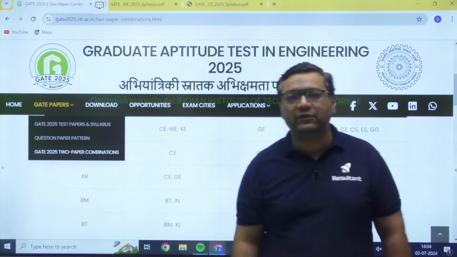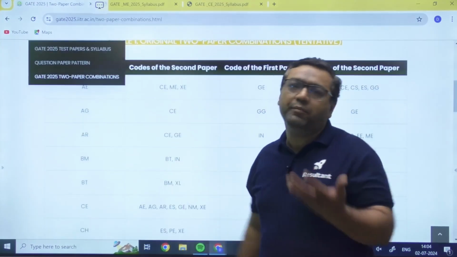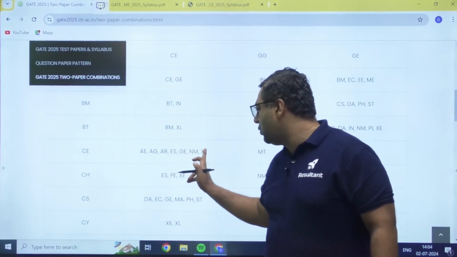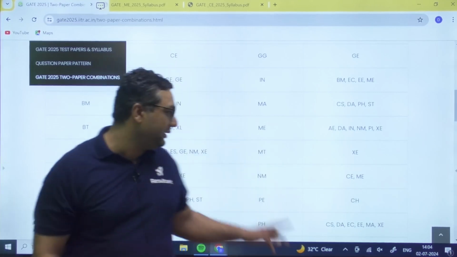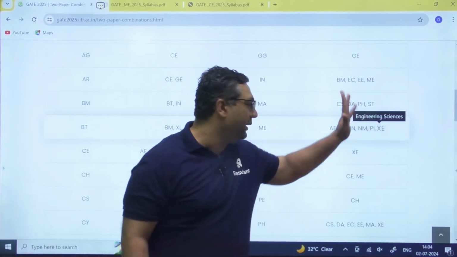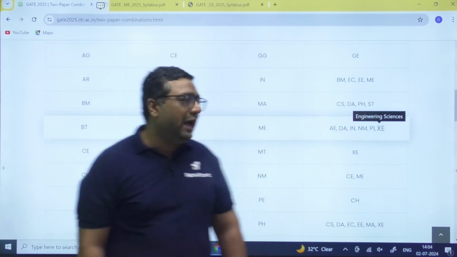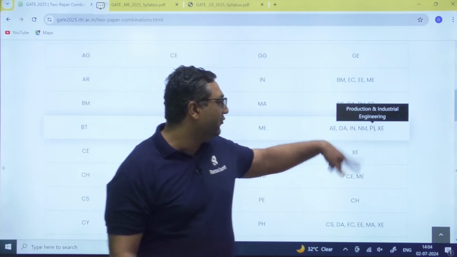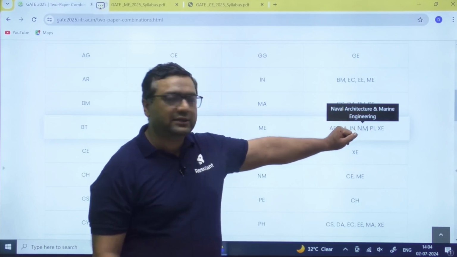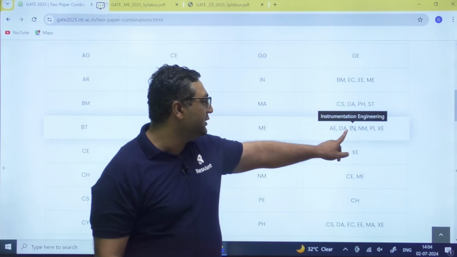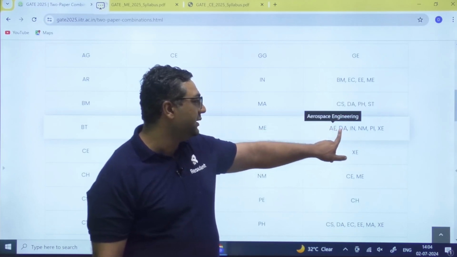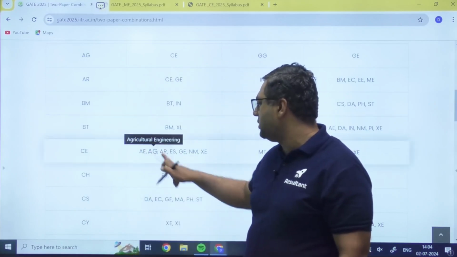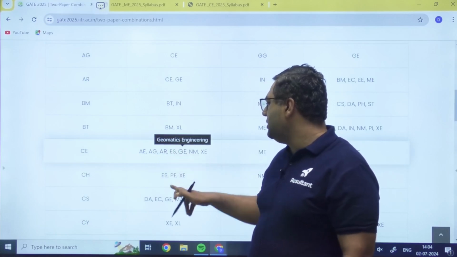You can see the codes if you want, but I have told you the general combinations students are taking. For civil, generally people go for either environment science or XC. Similarly, for mechanical, generally students go for either XC or PI. These are the two most adopted. You can see by clicking here: PI is production industrial, naval architecture and marine engineering, IN is instrumentation, DA is data science and artificial intelligence, and there is aerospace engineering. Here also you can see one by one. AG is agricultural, AR is architecture and planning, and GE is geomatics.